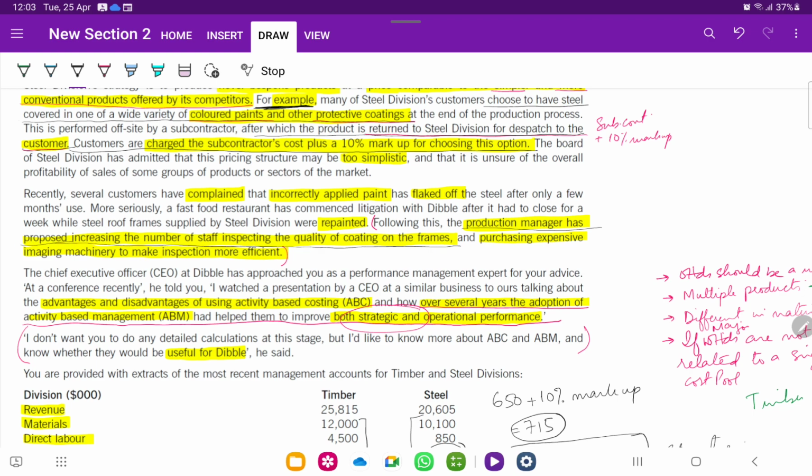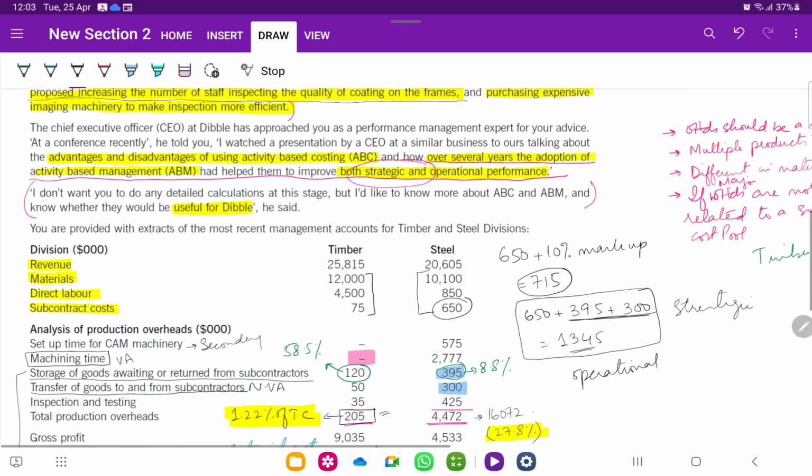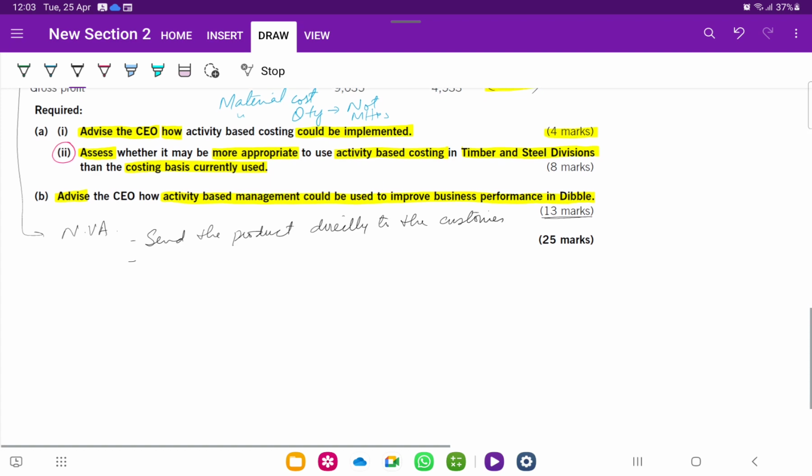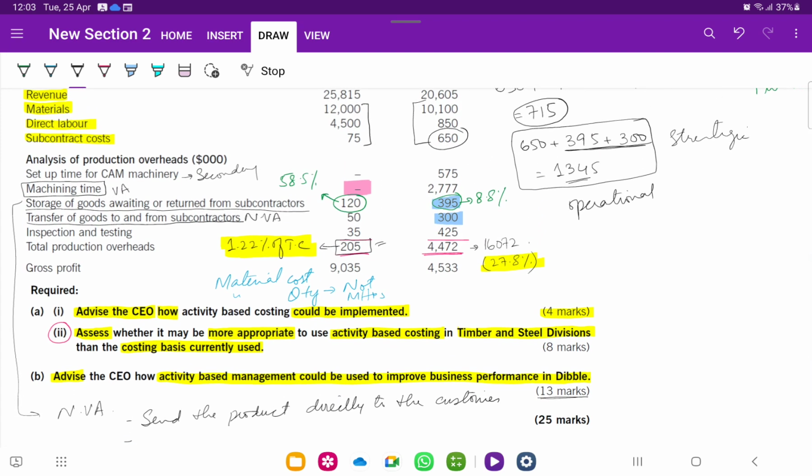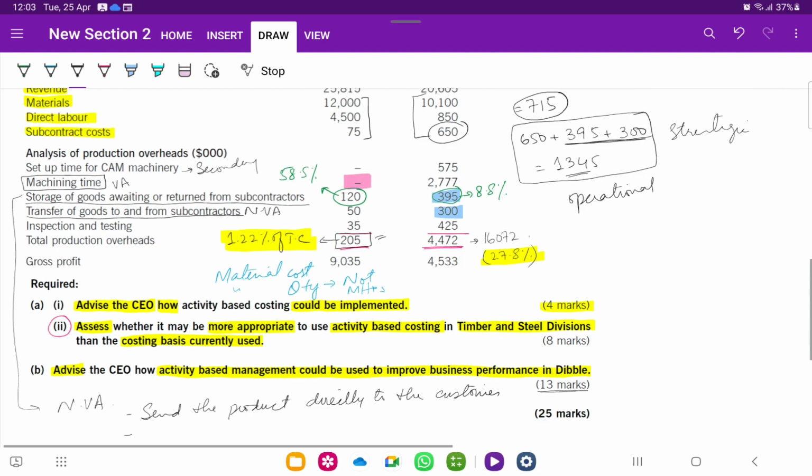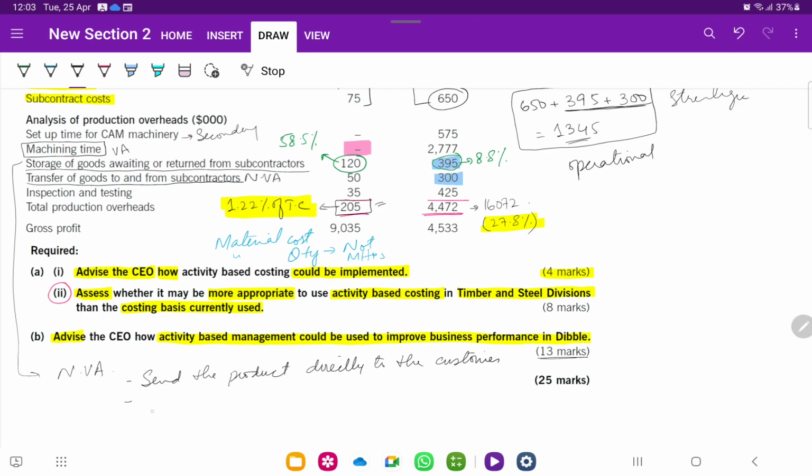So we were inspecting the goods, right? So what if we send it directly to the customer? How can we? What will be the inspection process? I mean, how can we carry out the inspection process? Think. We can send someone from our company.